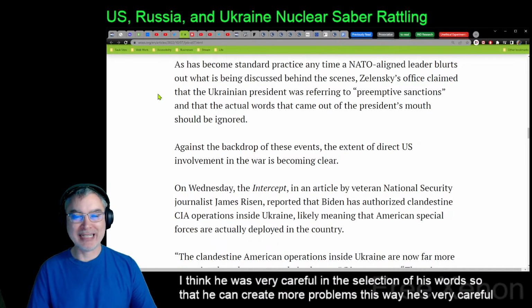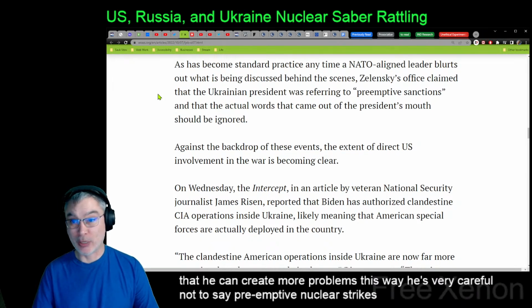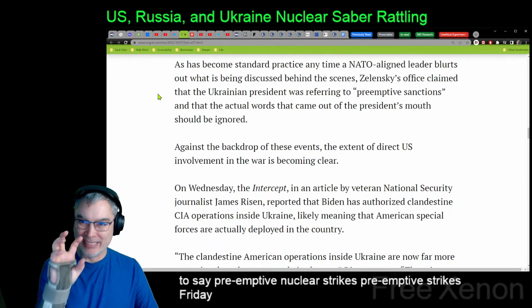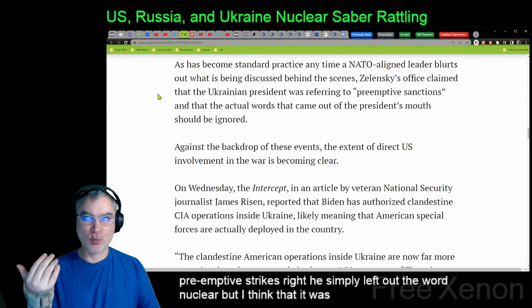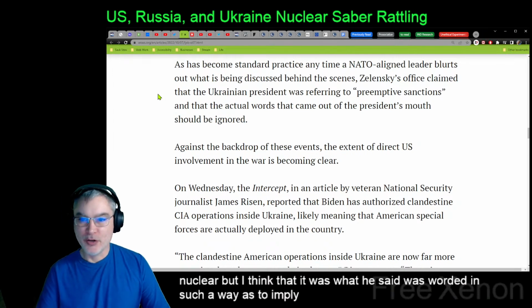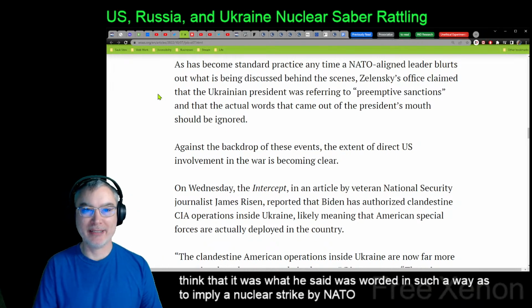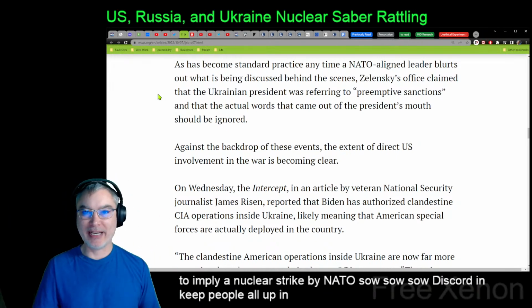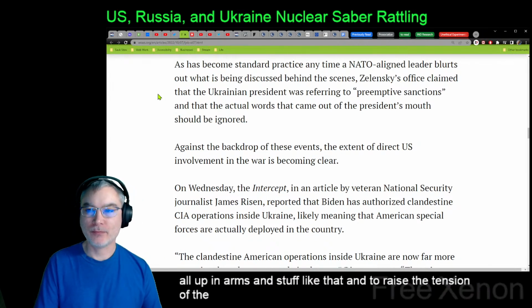He's very careful not to say preemptive nuclear strikes, preemptive strikes, right? He specifically left out the word nuclear. But I think that what he said was worded in such a way as to imply a nuclear strike by NATO, so as to sow discord and keep people all up in arms, and to raise the tension of the conflict.